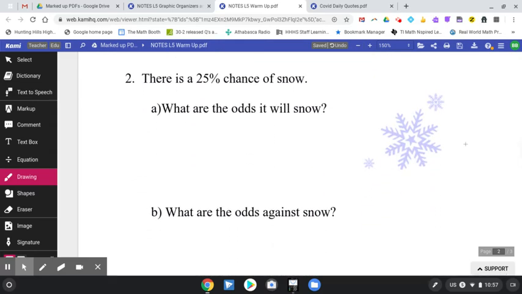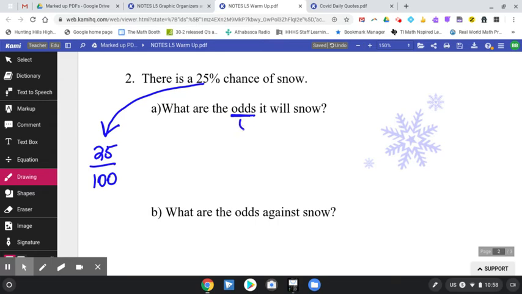And what we're going to review here is just a little bit about odds. We haven't seen anything on odds for a little while, so I thought it'd be good to throw one in here. So we start off with there is a 25% chance of snow. Yikes. I'm making this video in June, so I would be a little shocked if we had snow. So 25%, just remember that means 25 out of 100. What are the odds it will snow?